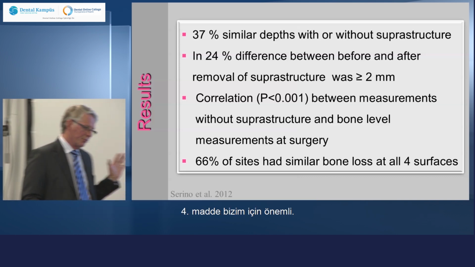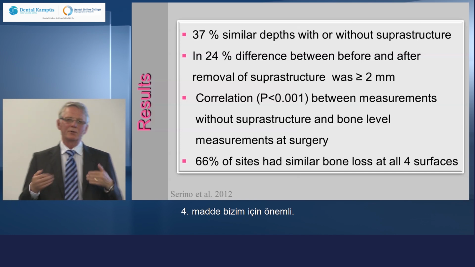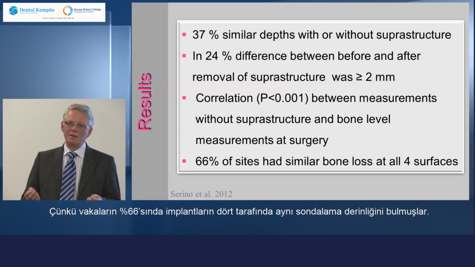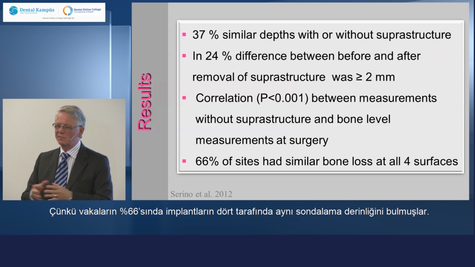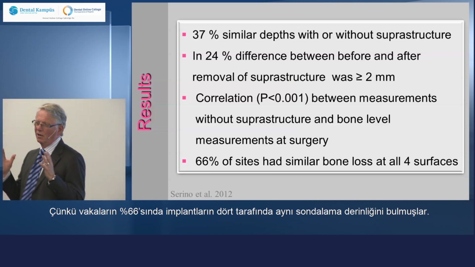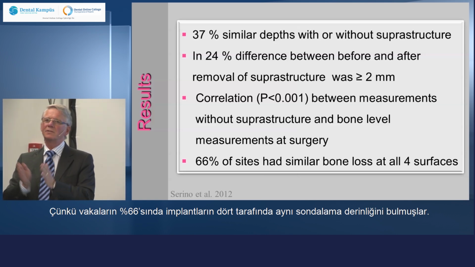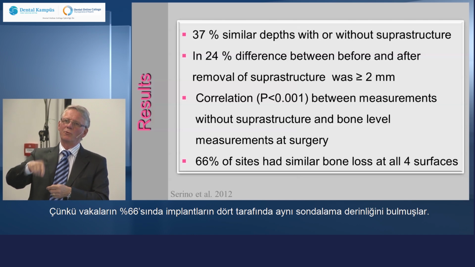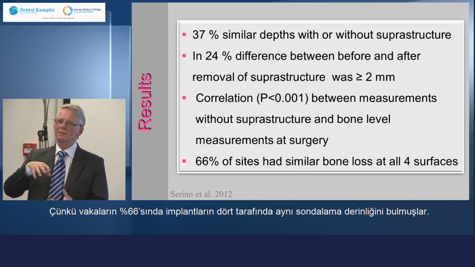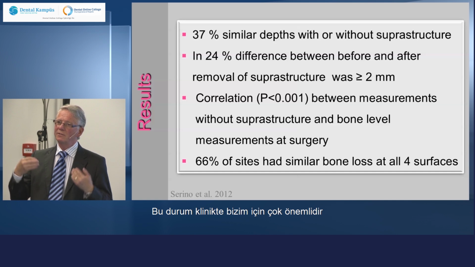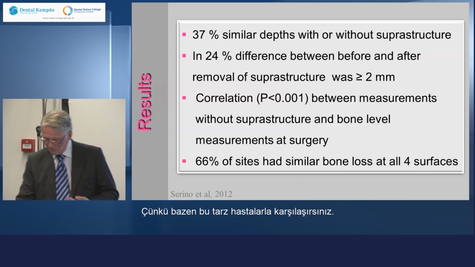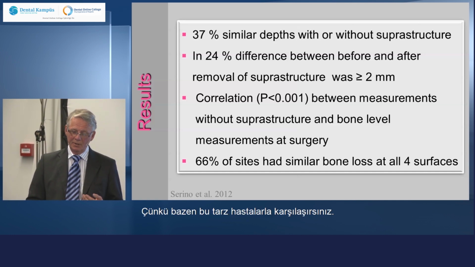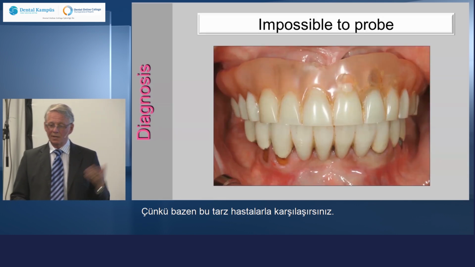And then the fourth bullet point for us is important, because it says that in 66% of the cases they had similar probing depths on all 4 sites around the implant. And for us in the clinic, this is very important, because sometimes you end up having these type of patients.